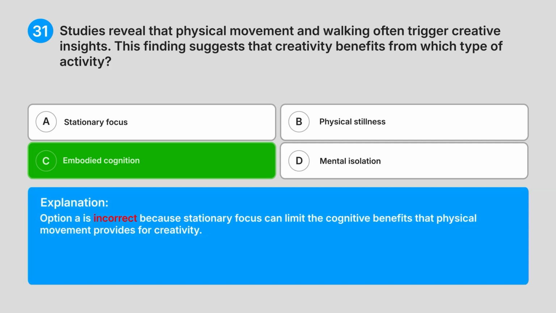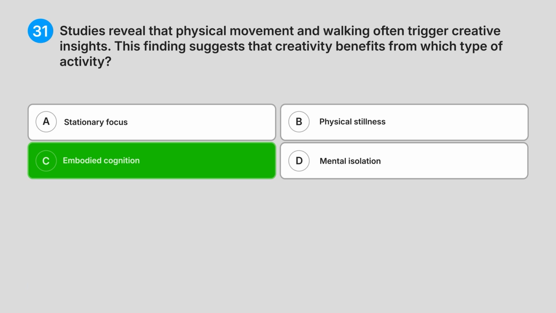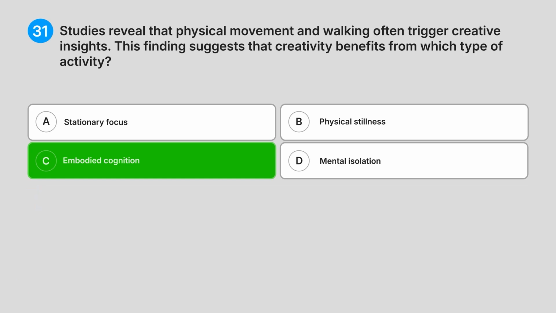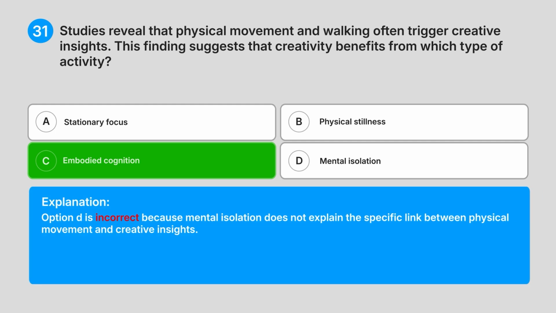Option A is incorrect because stationary focus can limit the cognitive benefits that physical movement provides for creativity. Option B is incorrect because physical stillness contrasts with the movement that research shows enhances creative thinking. Option D is incorrect because mental isolation does not explain the specific link between physical movement and creative insights.